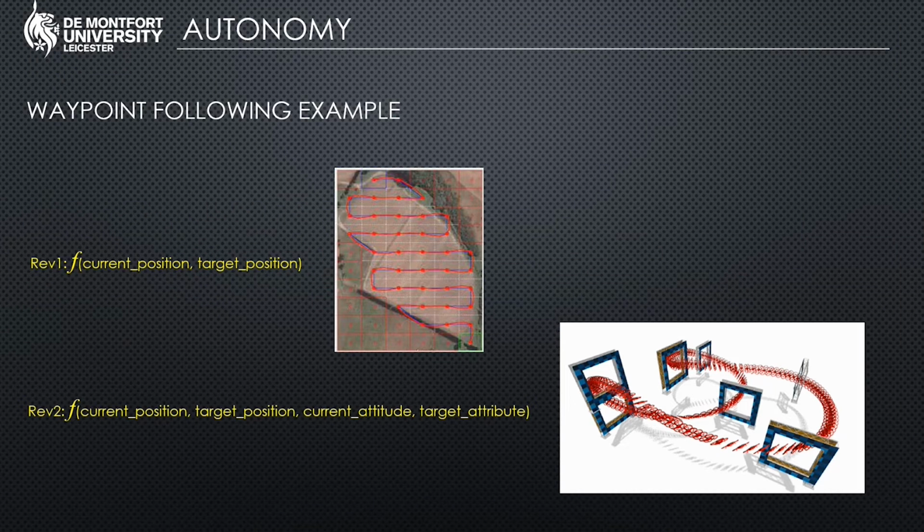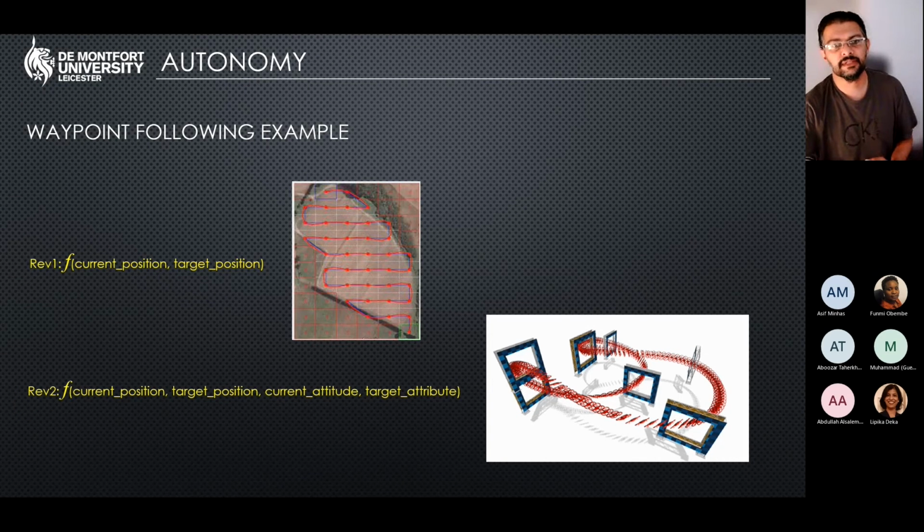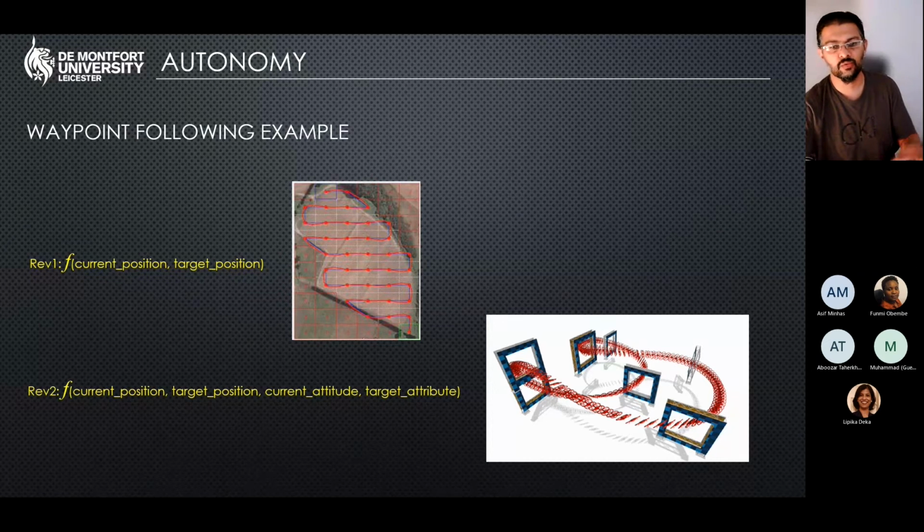So waypoint follower is an example of an autonomous behavior that's usually implemented by a PID controller. It takes your current position as an input, usually from your GPS sensor, and then a target position or a series of target positions. And then it'll work out, in the example of a quad rotor, how to change the attitude of the vehicle in order to move around.